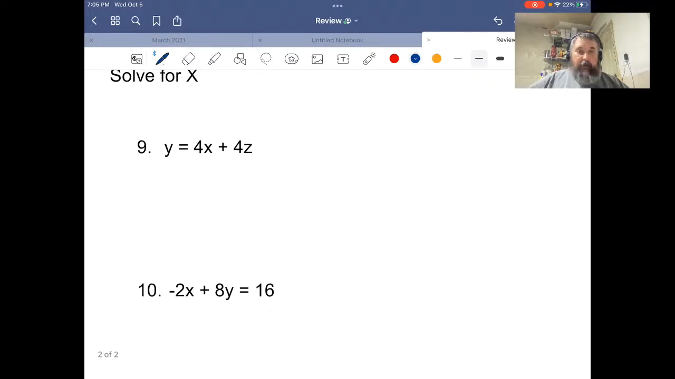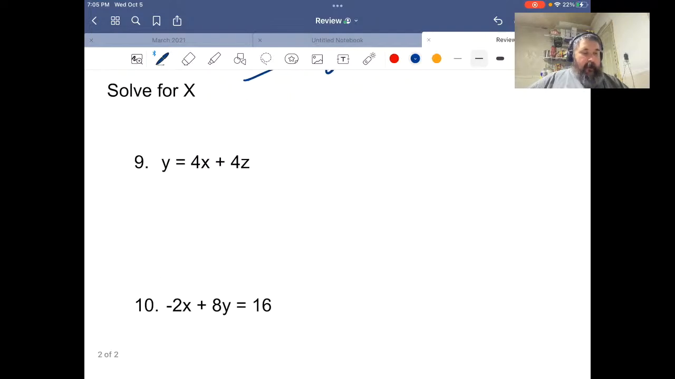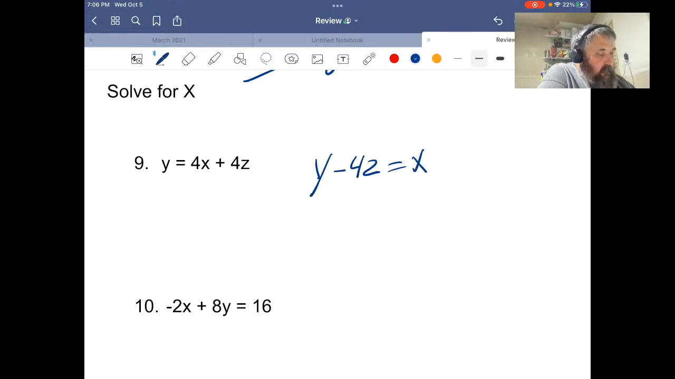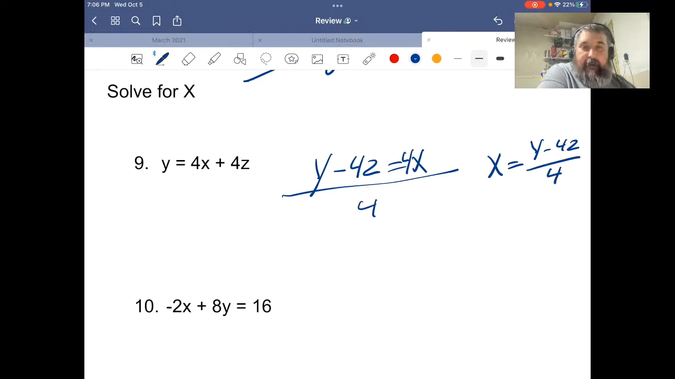Okay. Let's go to number 9 real quick. And it's solve for x. Remember today in class what Coach Rippey said, it doesn't matter what we have. It could be just any number. So we're going to just solve for x. And so let's take a look at this one. On this particular one, we have 4x plus 4z equals y. So we're just going to get x by itself. So we go y minus 4z equals 4x. And we got to divide both sides by 4. So we have x equals y minus 4z over 4.